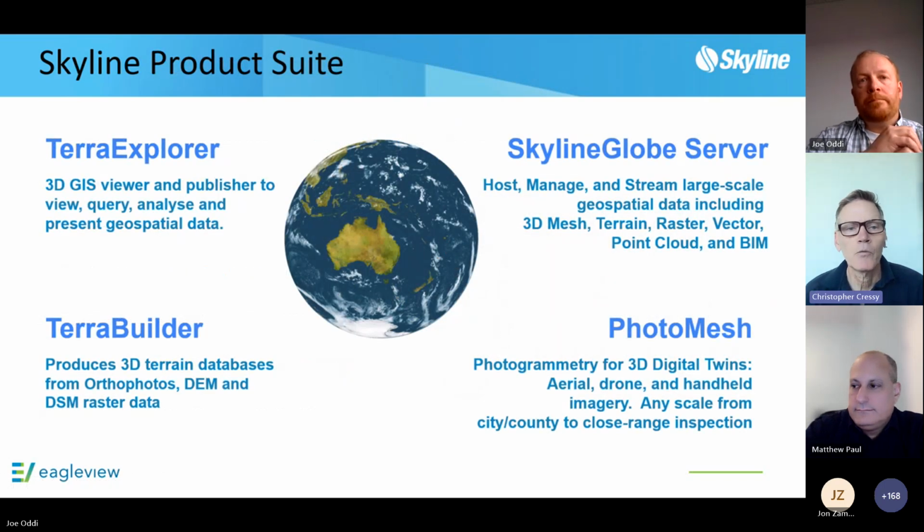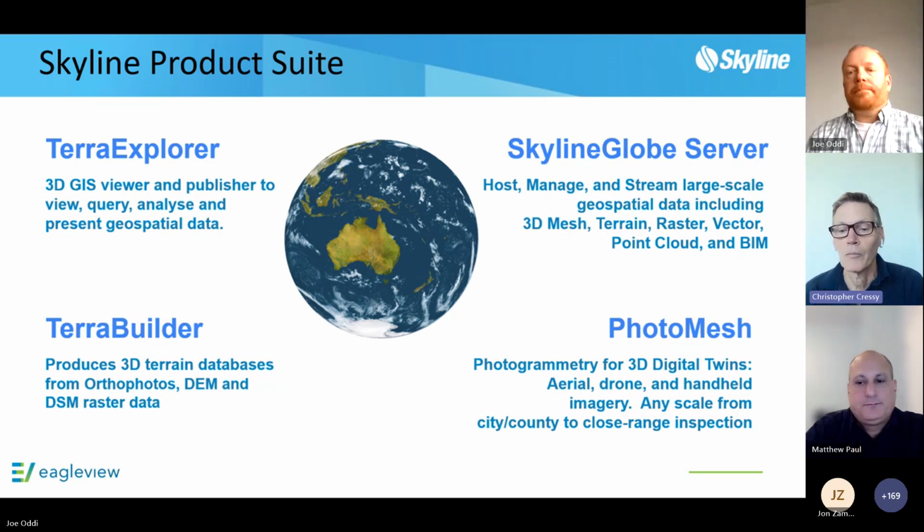A little bit about Skyline. We're primarily a software company. So we've got kind of an end-to-end software suite, starting with PhotoMesh, which will be one of the principal components we're going to talk about today. It's our photogrammetry product that basically creates digital twins from aerial, drone, and even handheld imagery. The other one we're going to highlight today is Terra Explorer, which is our GIS geospatial visualization analytics tool and something that is fully integrated with Eagleview 3D. So we'll give you some ideas of how that works as we go through the presentation. Next slide.